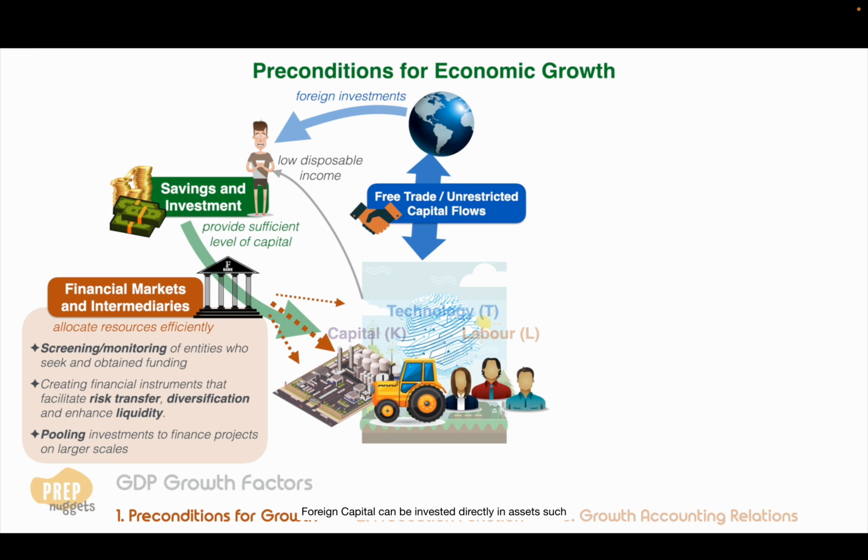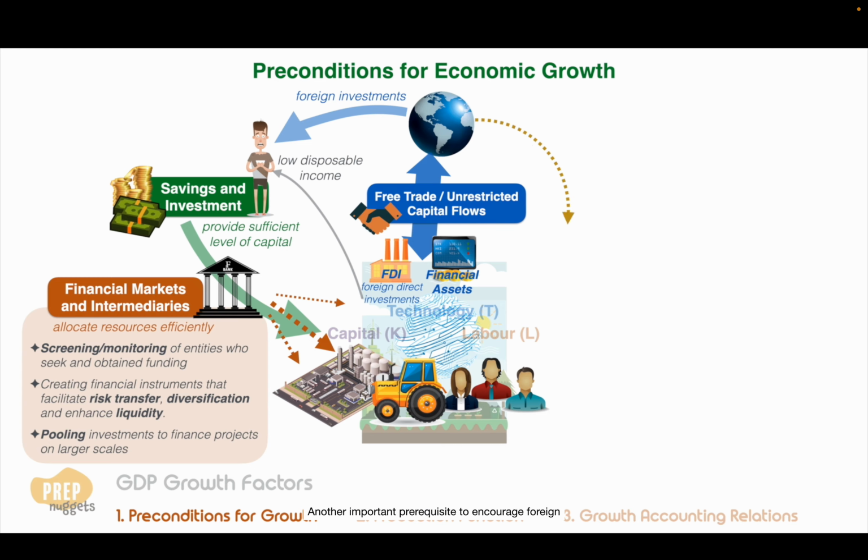Third, to attract foreign investments, a country should be open to free trade and unrestricted capital flows. Foreign capital can be invested directly in assets such as property, physical plant, and equipment, which we call foreign direct investments, or invested indirectly in financial assets such as stocks and bonds. Besides, free trade promotes growth by providing competition for domestic firms, thus increasing overall efficiency and reducing costs.